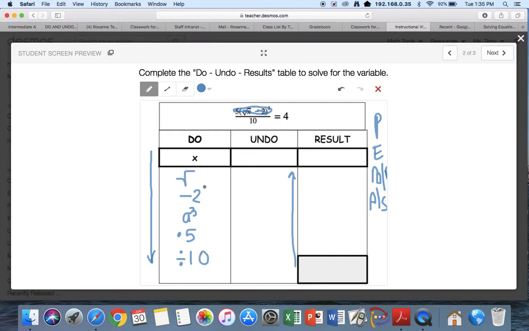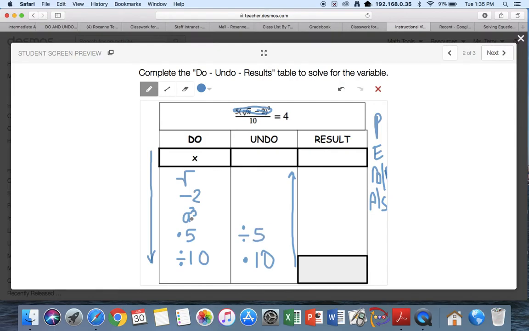All right, so now I have my do column. Now I'm going to go over to the undo part. So I'm just going to write the opposite. What's the opposite of divided by 10? Well, multiply by 10. So I'm going to put a dot, multiply by 10. What's the opposite of multiplying by 5? Divide by 5.